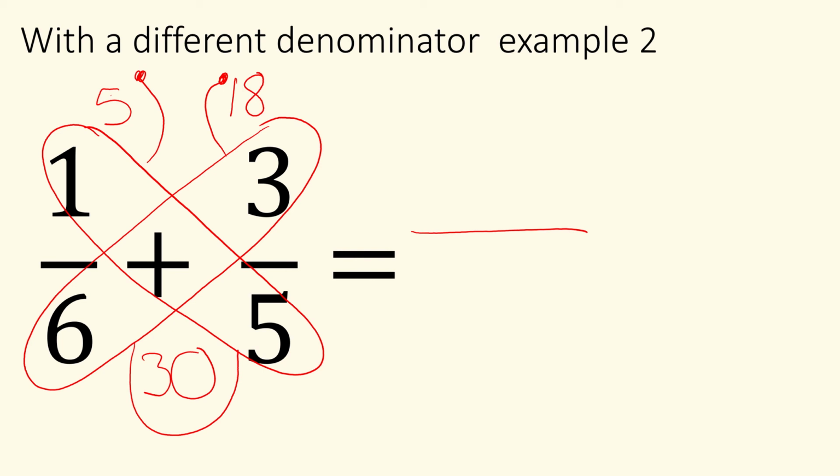So let's start with the top. Now we get to add. So 18 add 5 is 23. And then we've got 30 at the bottom. Always check whether you can simplify. In this case you can't, because 23 only divides by itself, which is 23, or the number 1. And although I could divide 23 by 23 to get 1, I can't divide 30 by 23. So that is the final answer in this case.